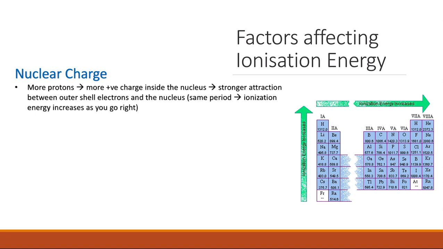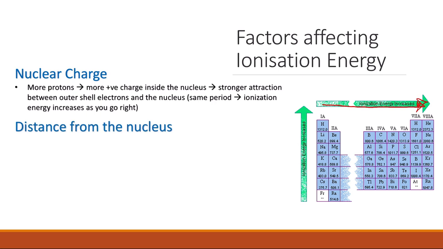So this is why across the periods in the periodic table, as you go from the left to the right, there will be an increase in the ionization energy, because we are referring here to the first ionization energy. This is because there is an increase in the number of protons as we go across the period from the left to the right, and so there is more positive charge, more attraction.